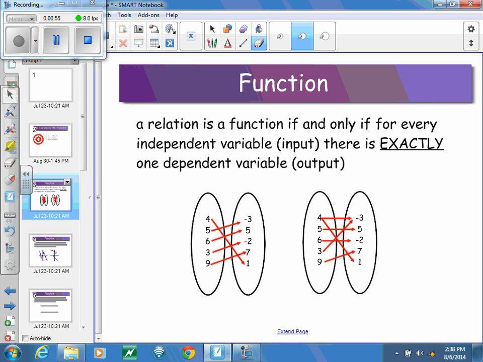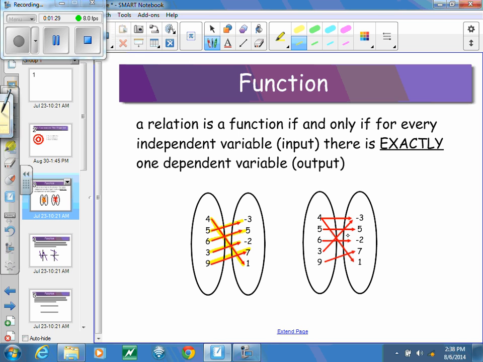Here I have examples of some mappings. And a relation is just taking two numbers and pairing them up with one another. So in the mapping to the left here, hopefully you can see that each input is matched up with exactly one output. So 4 is matched up with 1. So 4 is an input, 1 is an output with the way that the arrows are pointing here. 5 is matched up with -3, 6 goes with 5, 3 goes with -2, 9 goes with 7. Every input has exactly one output.